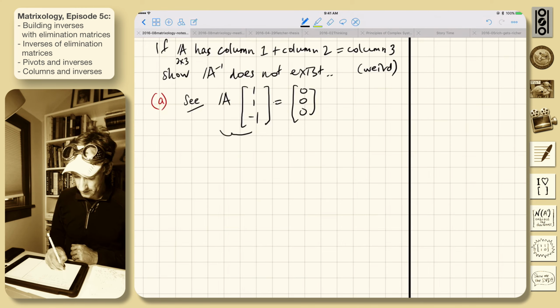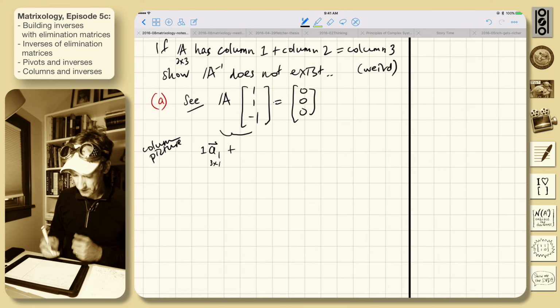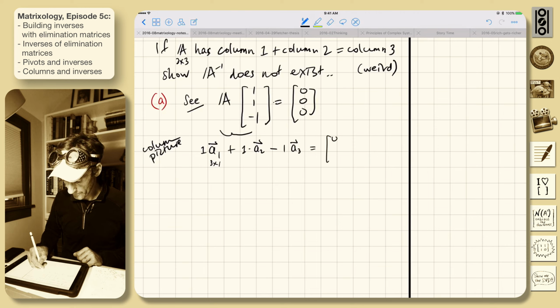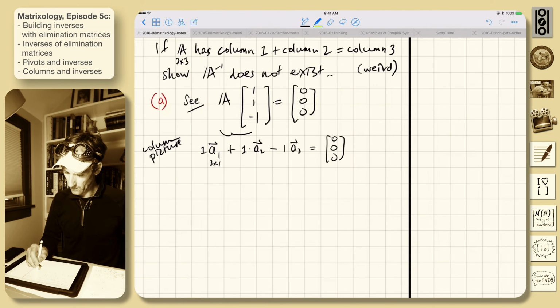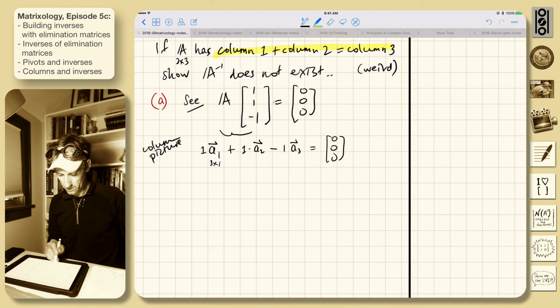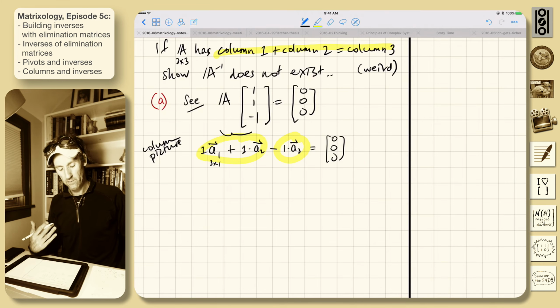This is the column picture. This is 1 times A1, plus 1 times A2, minus 1 times A3, which equals 0, 0, 0. Each is a 3 by 1 column. And we're being told that column 1 plus column 2 equals column 3. So column 1 plus column 2, and then we're subtracting off column 3. So that has to equal 0.